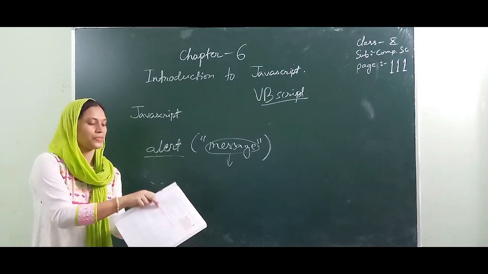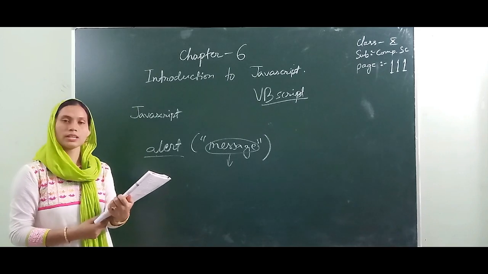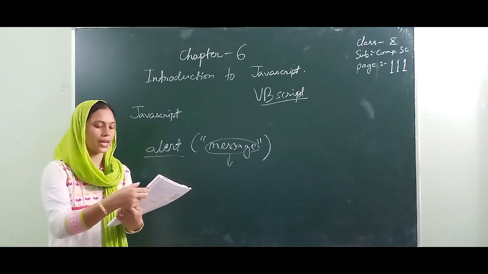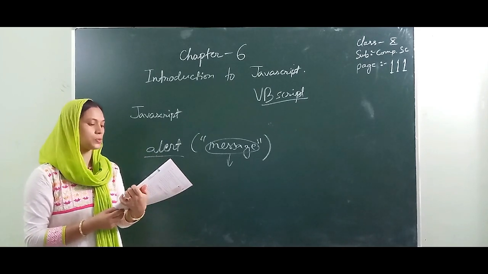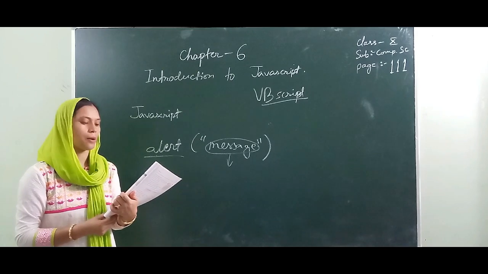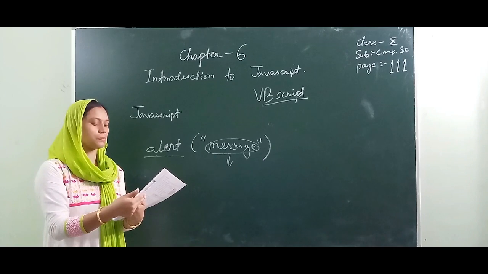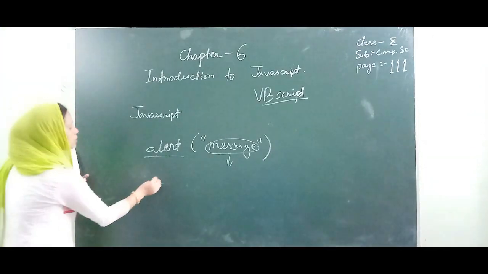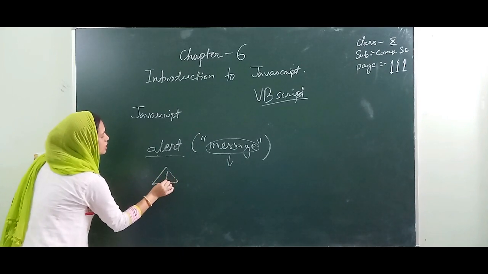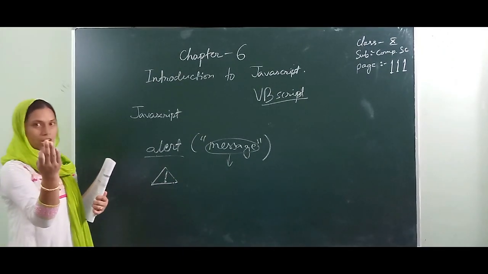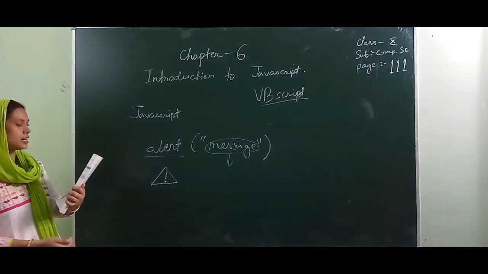While saving, it will be saved with .html, and while running we apply the same process which we apply in HTML. You can see the output in page number 112, figure number 6.3, message box. After typing, when you run the program, it will display hello, good morning, and you will find a symbol like this. This symbol indicates alert. So when you have such a symbol in your web page, you can understand this is an alert statement.